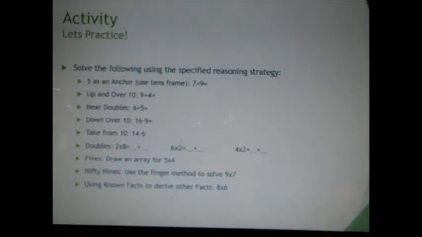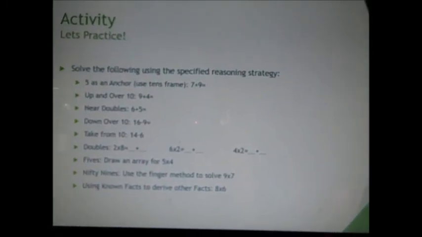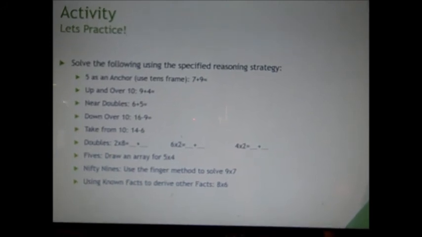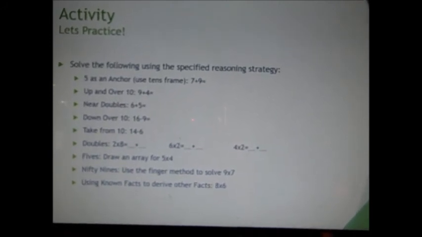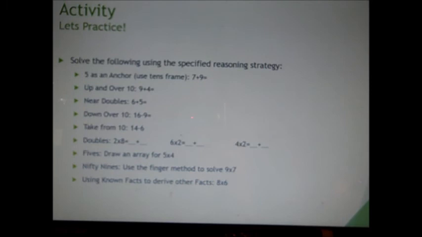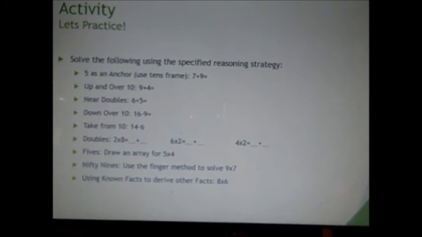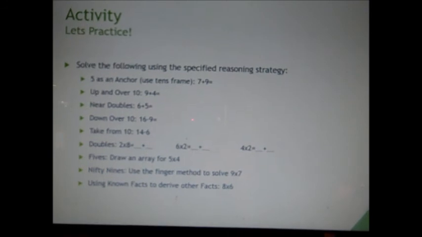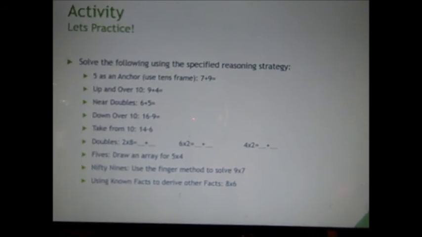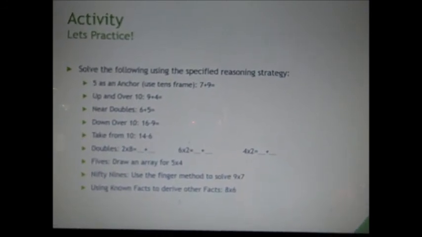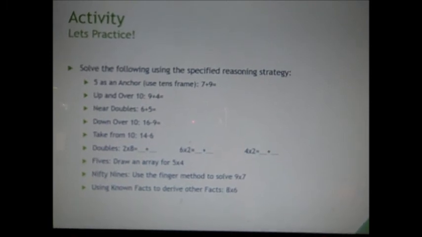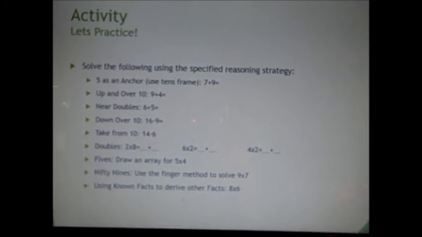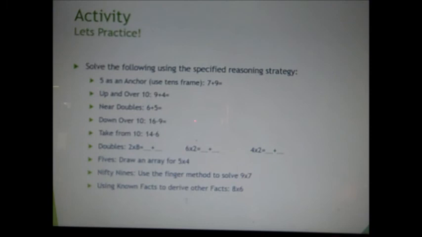Okay, so here's the activity. Let's practice using our reasoning strategies. Solve the following using the specified reasoning strategy. The first one is 5 as an anchor, using a ten frame for 7 plus 9. Next is up over 10, using 9 plus 4. Near doubles, 6 plus 5. Down over 10, 16 minus 9. Take from 10, 14 minus 6.